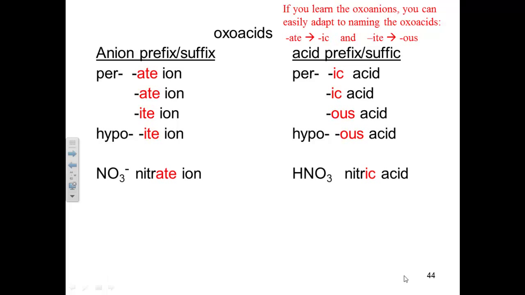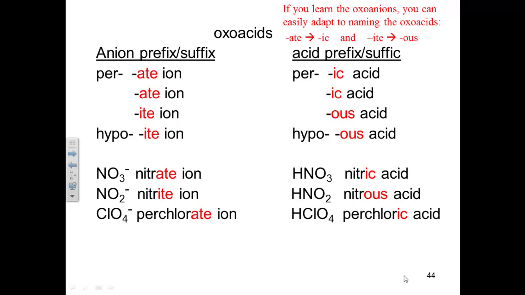Examples: the nitrate ion, NO3-, if I add a hydrogen to that, now it becomes an acid, and we would take that ate and change it to ic, so it's nitric acid. NO2-, nitrite ion, if I add a hydrogen to that, I get HNO2, it's nitrous acid. ClO4-, perchlorate ion, if I add a hydrogen, I get HClO4, that's perchloric acid.